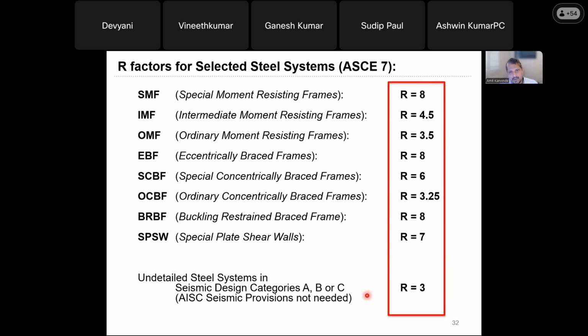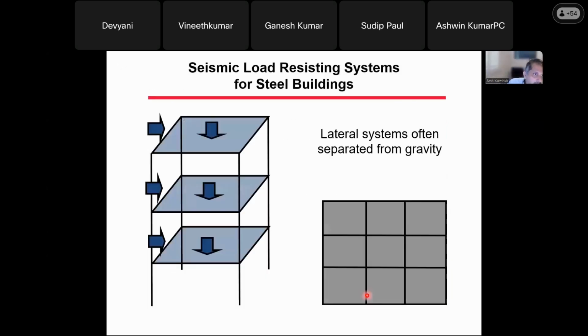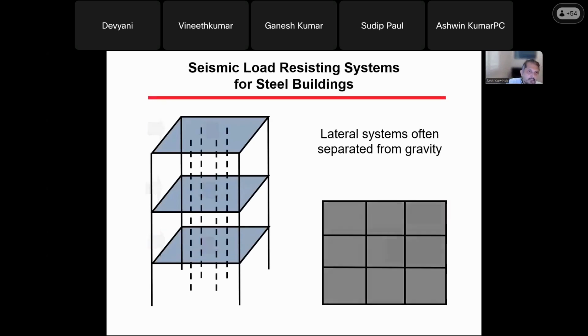Now, because the R factors give you such good discounts on the forces, we often tend to separate our lateral systems from the gravity systems. I'm giving an example here. In the US, especially in steel buildings, every beam and column that you have will not be a seismic system. I'm showing you here these dashed lines. These are gravity columns, and these gravity columns are simply pinned columns that really don't participate in seismic action. They just kind of go back and forth when an earthquake happens.